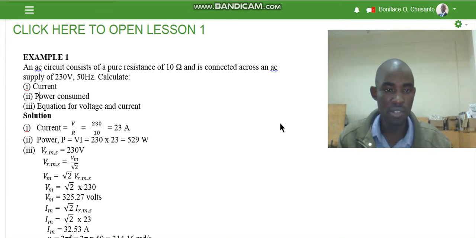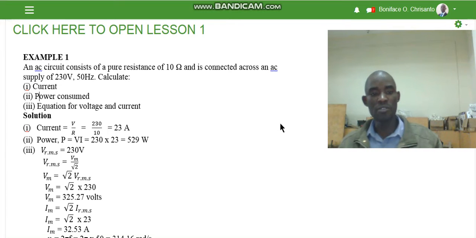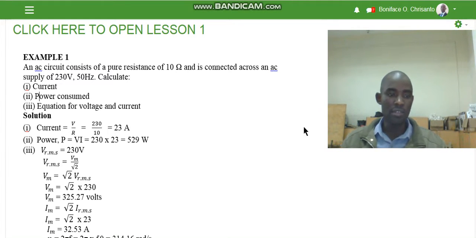So how do we go about that? When components are connected in series, we know that the current flowing in such a circuit is the same. So that is the first thing that we need to note. First of all, we need to get that current, and the current is given by the voltage over resistance as given in the equation. Once you know that formula, you can take the value of voltage, which is 230, and divide by 10. You will get 23 amperes. That happens to be the current flowing in that circuit.